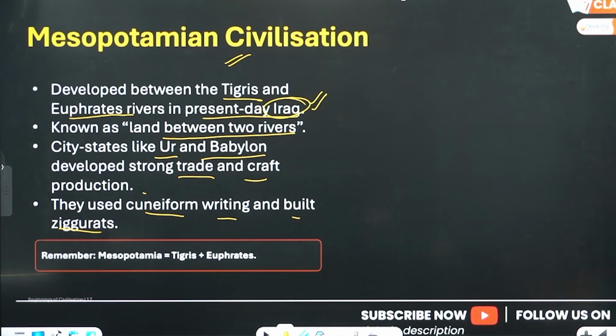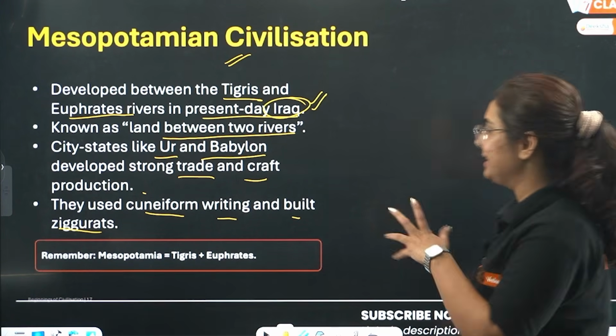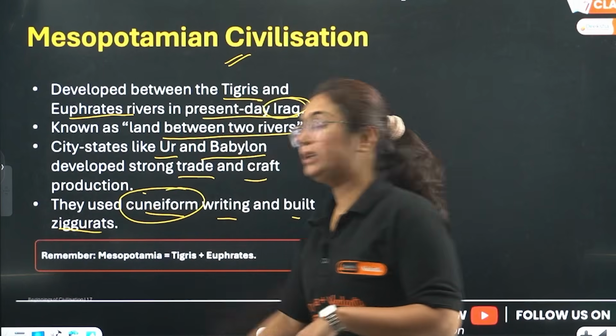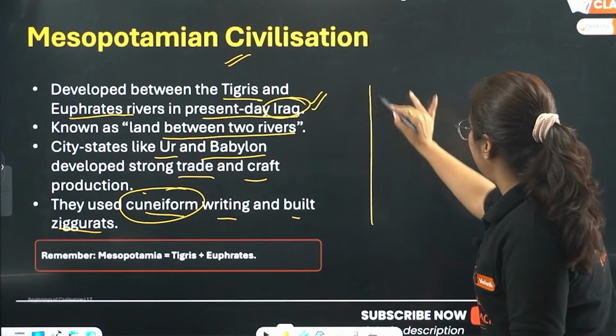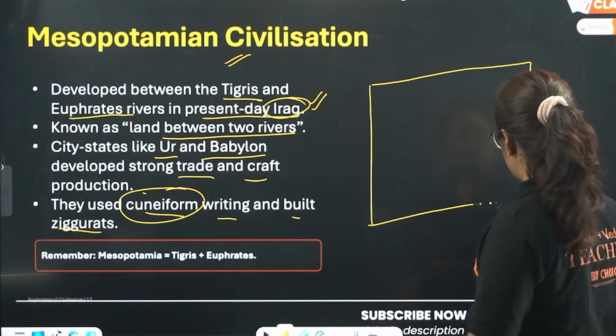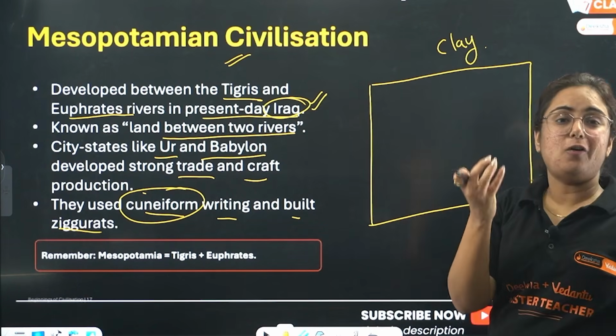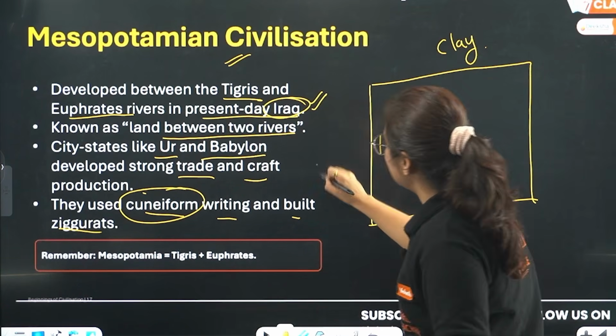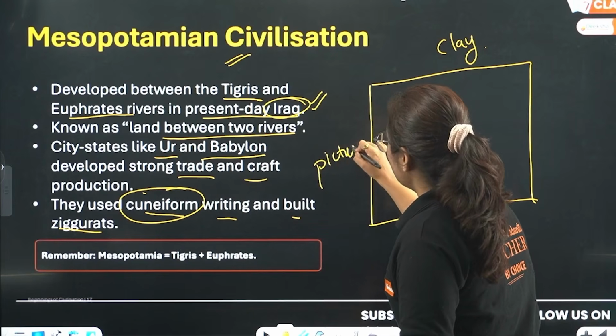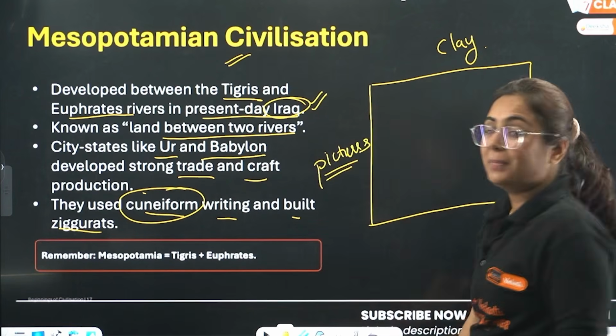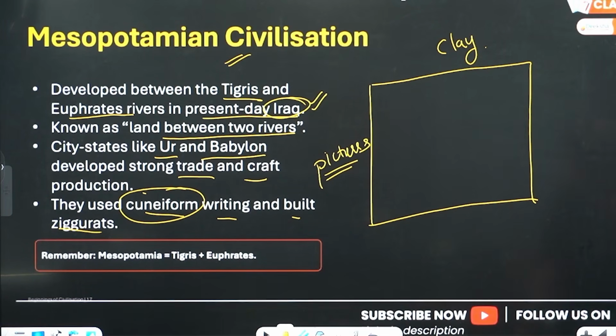So by cuneiform, what I mean is, see, they used cuneiform writing. If we take a block of clay, basically a tablet, cuneiform is a type of writing which used pictures to show things. It is not letters, it shows pictures. It cannot be called a language. It comes from the Latin word cunis, which means wedge, and form means shaped.